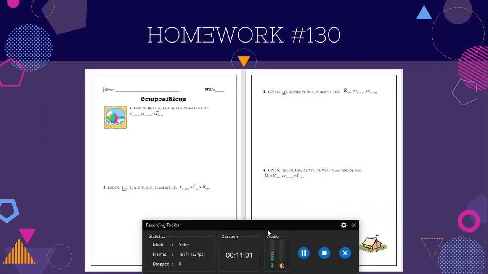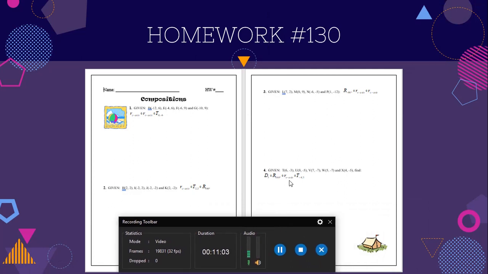Tonight's homework is number 130. It's a two-sided sheet. There are no grids. Please make sure you show a full mapping. So you're going to write the originals, you're going to place the rule with the arrows, and then you're going to keep building your first prime, your second prime, your third prime.